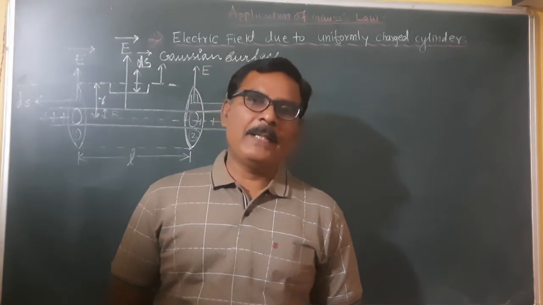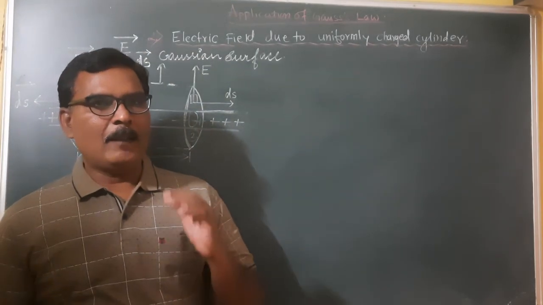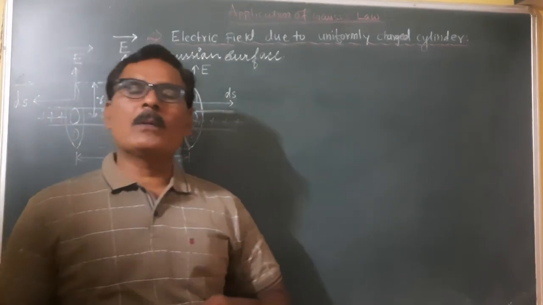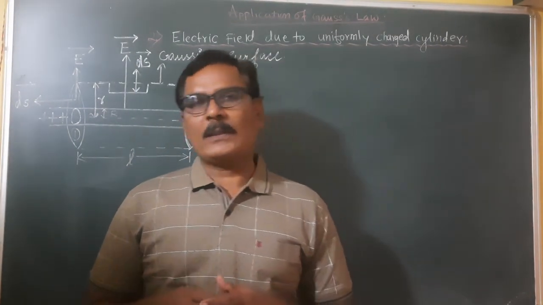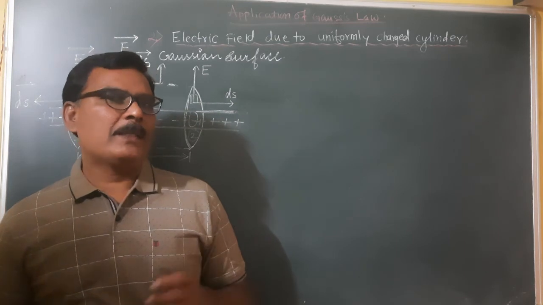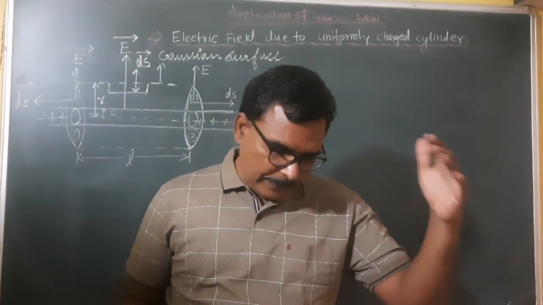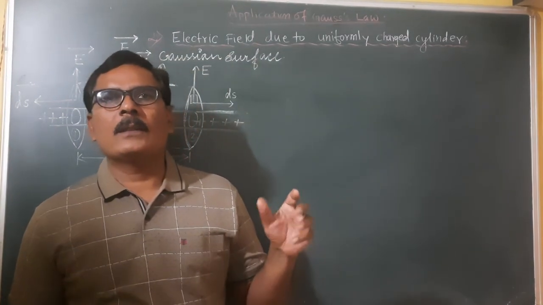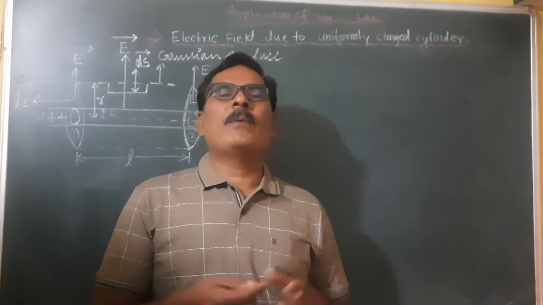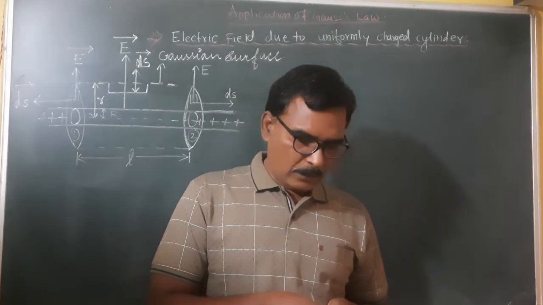In the last period, we started the application of Gauss law. In the application of Gauss law, we studied the first application, that is spherical symmetry. In that, we have to discuss three cases and find the electric field. First of all, we have to find the electric field intensity inside the Gaussian surface, at the point, say, small r.